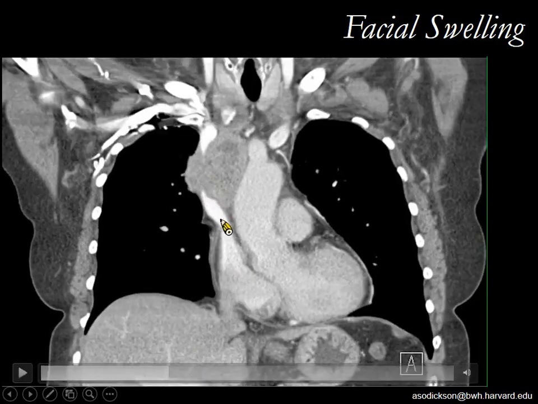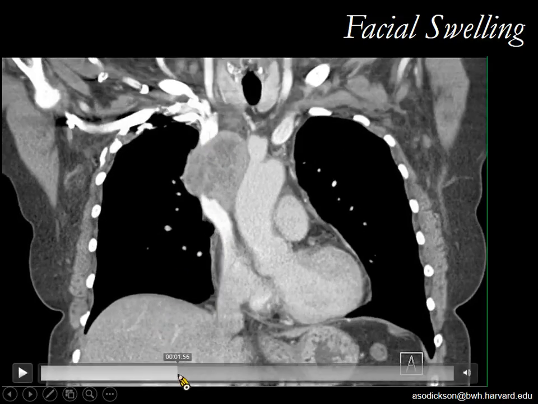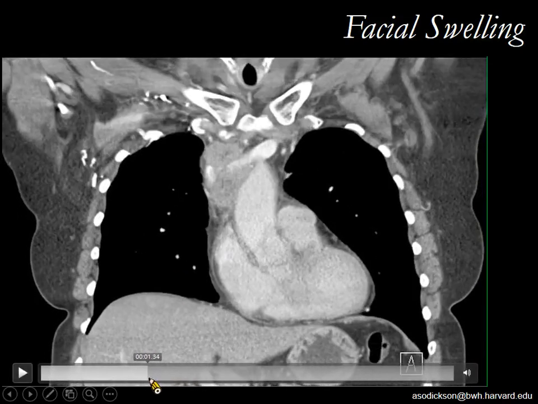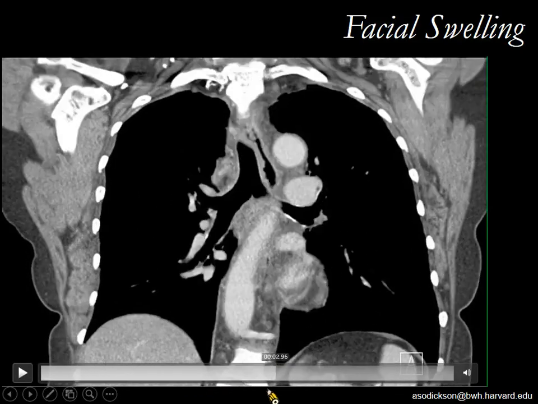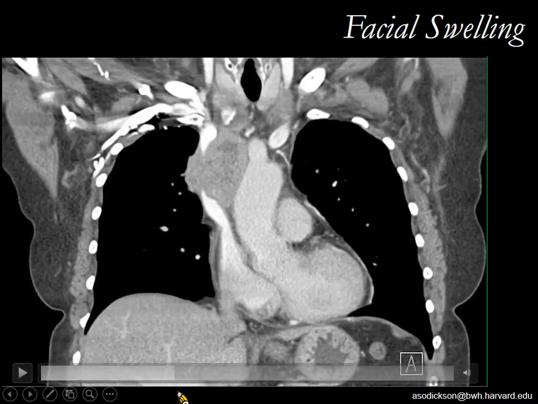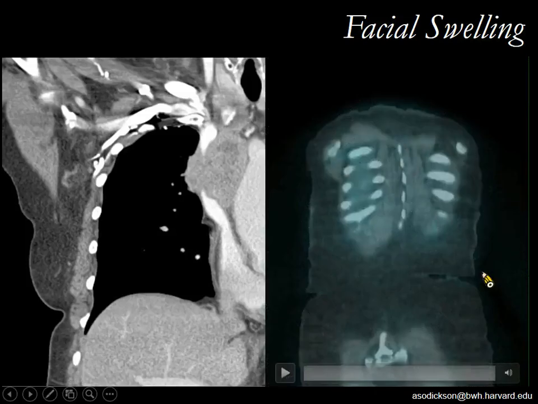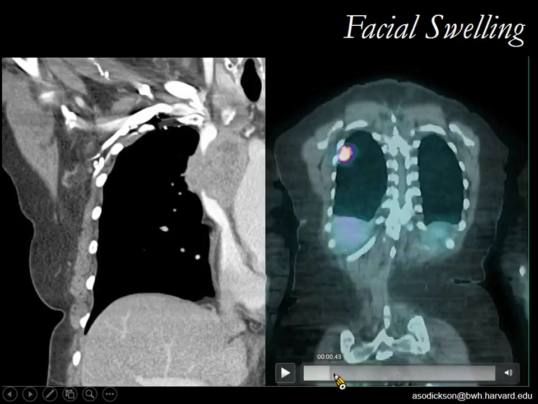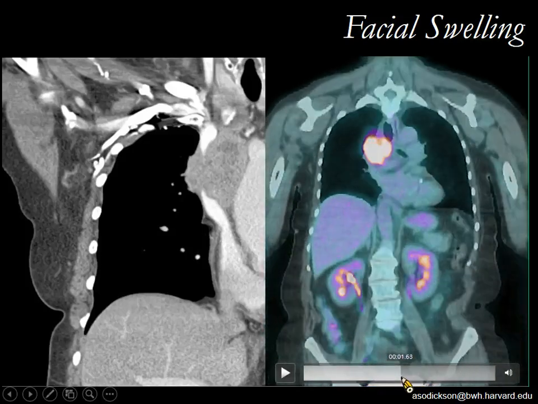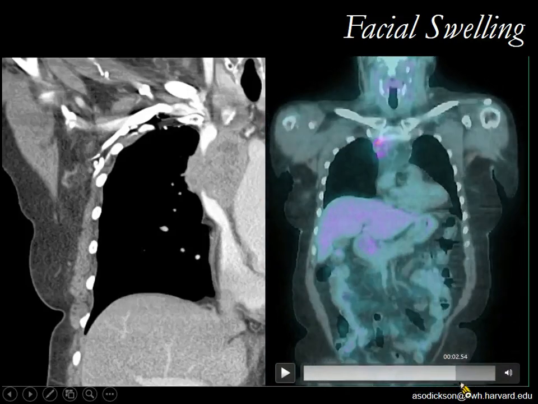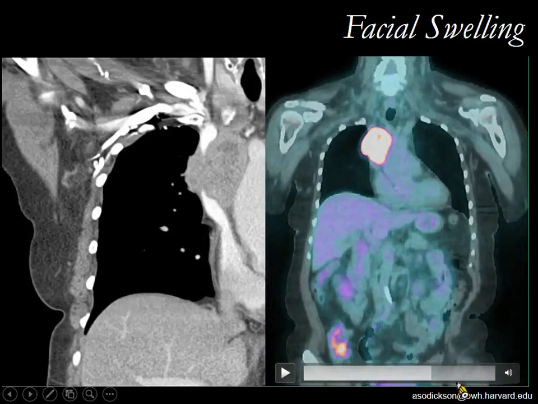Here you can see the lower SVC. Here you can see the upper SVC, and it is quite narrowed. It's not completely occluded, but it's quite narrowed through this region here. So this is one of the things we're looking for when we have a patient with a syndrome of potential SVC syndrome, potential SVC obstruction. Here is the PET CT. Not surprisingly, we have a very FDG avid primary lung cancer and metastatic nodal disease causing the SVC obstruction.